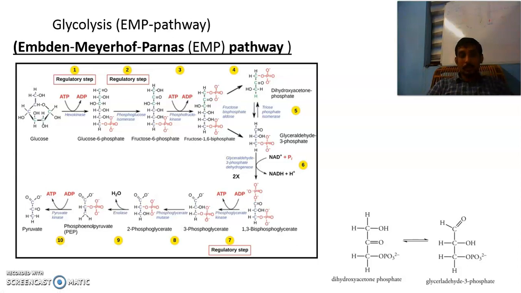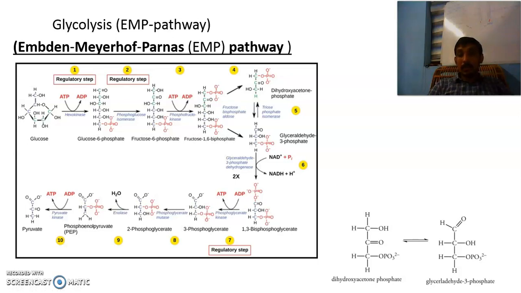Glycolysis or EMP pathway. It is also known as Embden, Meyerhof and Parnas pathway. Glycolysis consists of 10 steps. During glycolysis, 2 ATP is the net energy gain. So let us move into each step. In first step, you can see the cursor. Glucose, it's a ring form of glucose. That glucose is a 6-carbon compound with a molecular formula of C6H12O6.